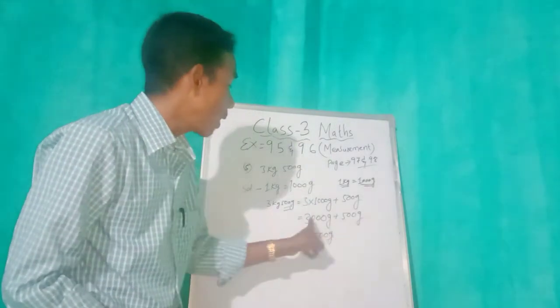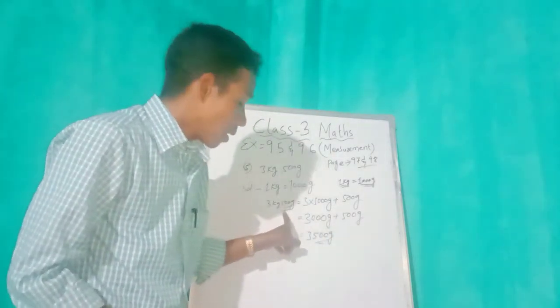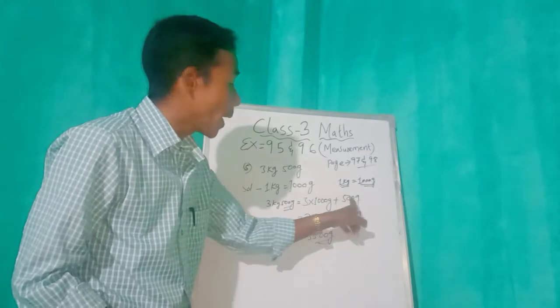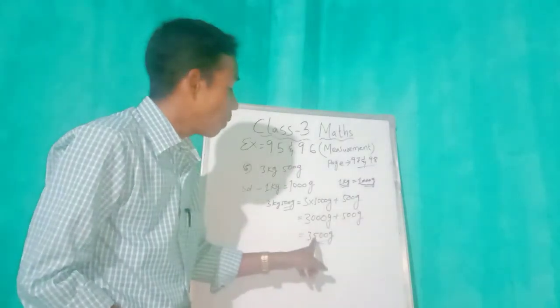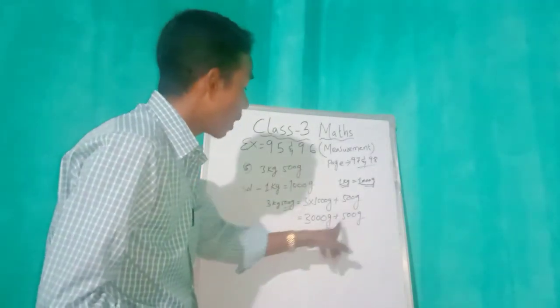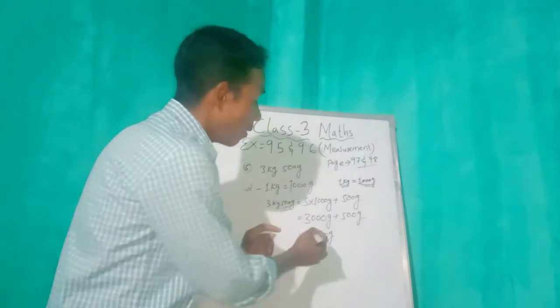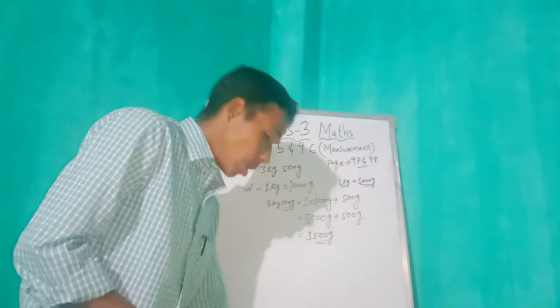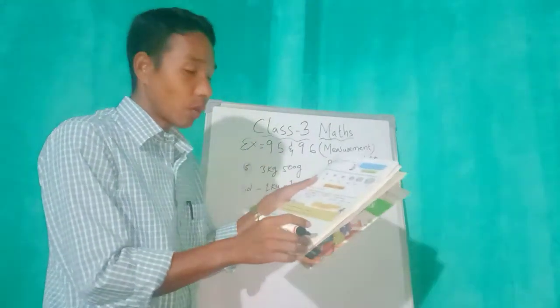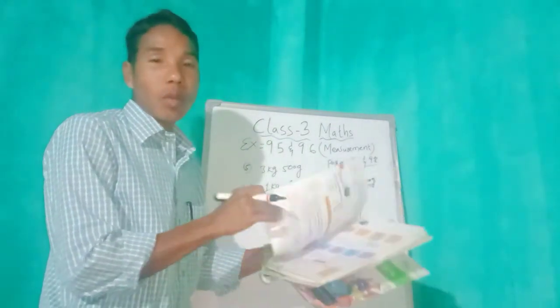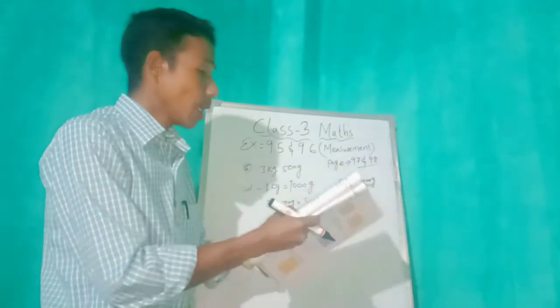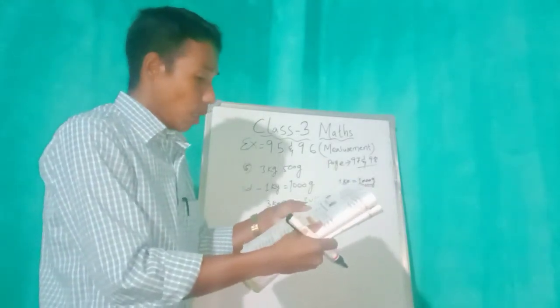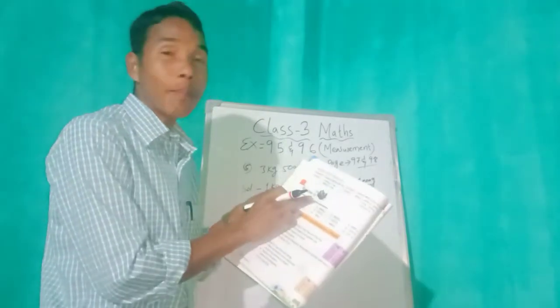You have to do like this, okay? See, backside 500 gram we have to add here, okay? And then after doing total, then how much will come? 3500 gram, okay? Okay, you do by yourself all this one, okay? In your notebook, okay? Now we'll go to exercise 9.6.